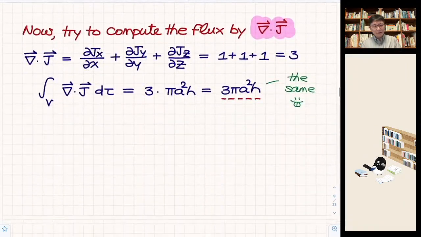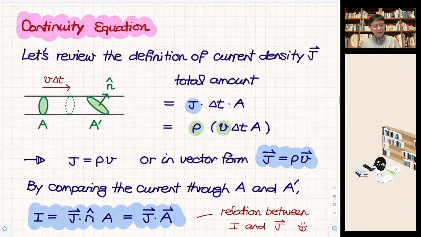So now let's apply Gauss's theorem to a very famous and very important equation in physics. Well, in fact, not just in physics, but in many branches of natural sciences: the continuity equation. So I won't rush here. Let's review the definition of the current density J first.